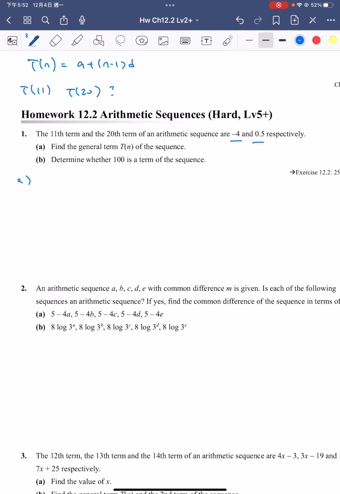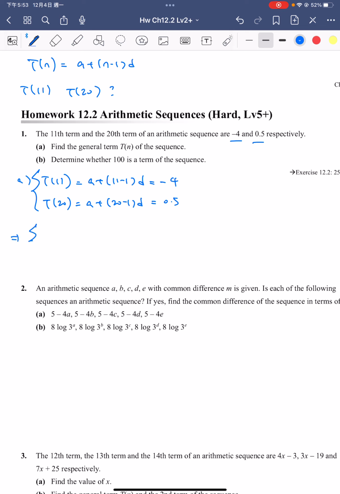Alright, so for part A, we need to find out the general term. First of all, T11 can be written as a plus (11 minus 1) times d, which is equal to -4. So that's our first equation. And then T20 is equal to a plus (20 minus 1)d, which is equal to 0.5. So this is our second equation.